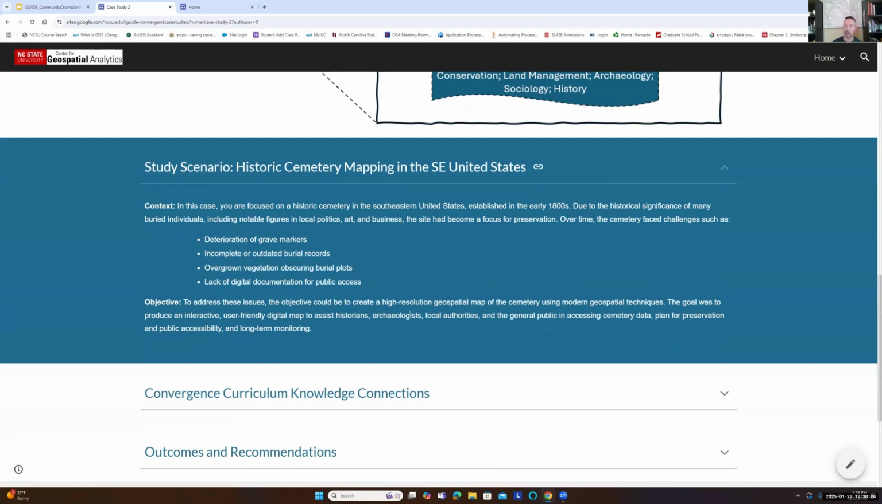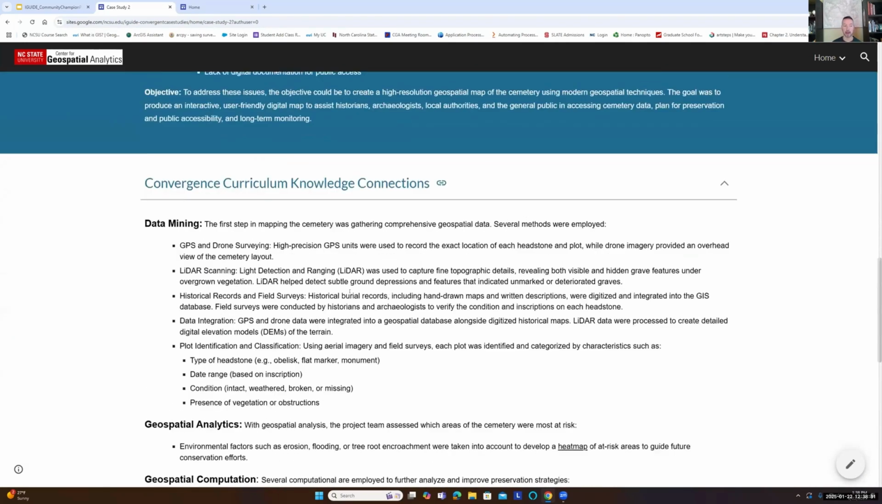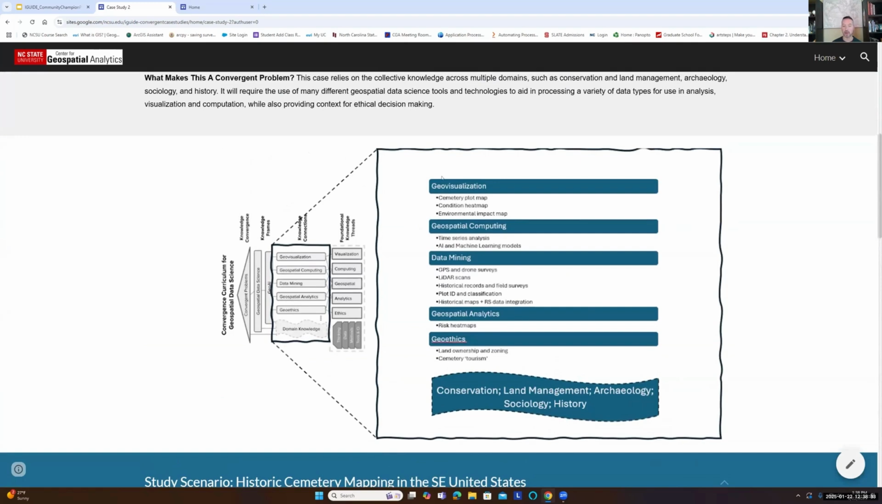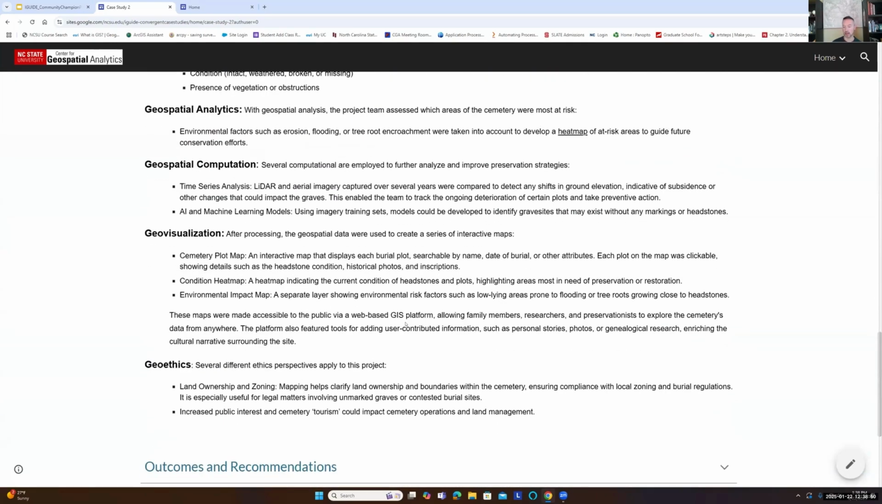And again, similarly to the biosecurity example, we start with looking at how this is connected to a convergent problem, and using, again, the framework and those 5 knowledge connections to give a high-level introduction to these different potential ways of addressing this particular objective of the case study.